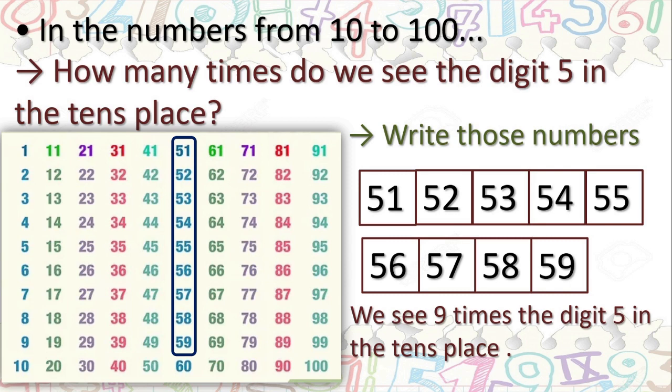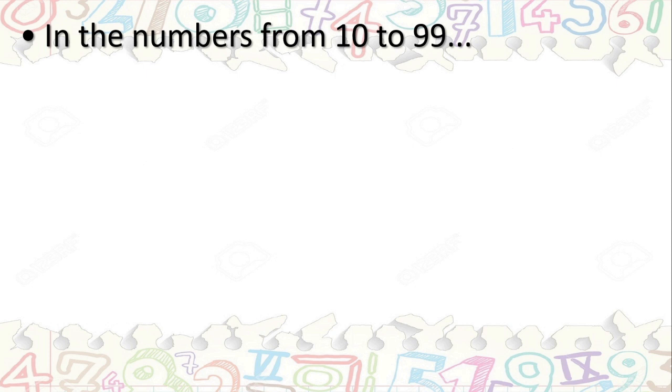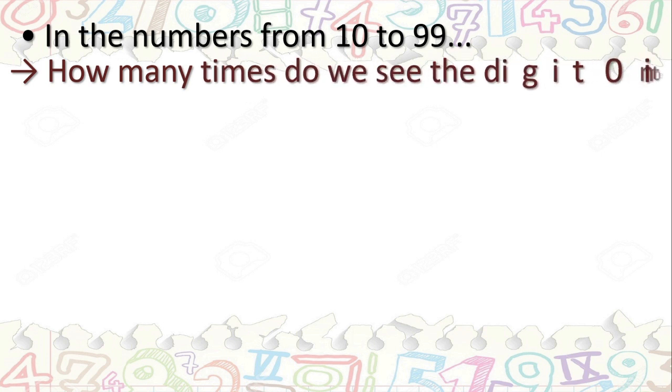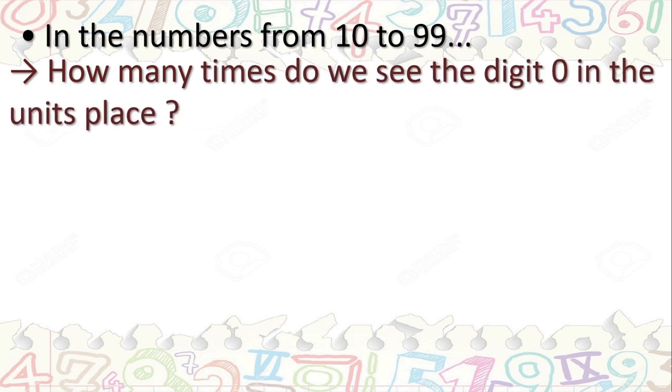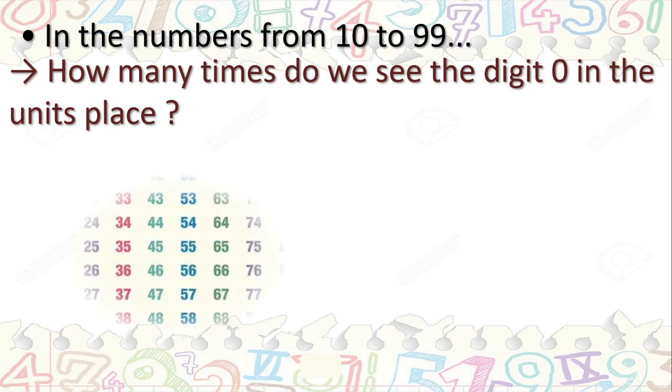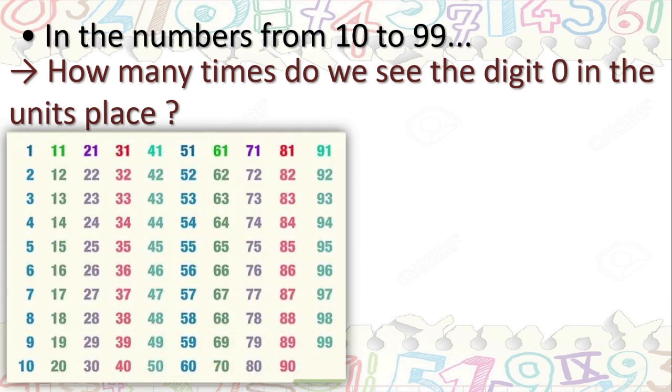Okay, we'll move to the next one. In the numbers from 10 to 99, what to do? How many times do we see the digit 0 in the unit place? Again, here we will write 1 to 99 numbers. Okay, and what is the question? How many times do we see the digit 0 in the unit place? Unit place means here, to the right side, we need 0.